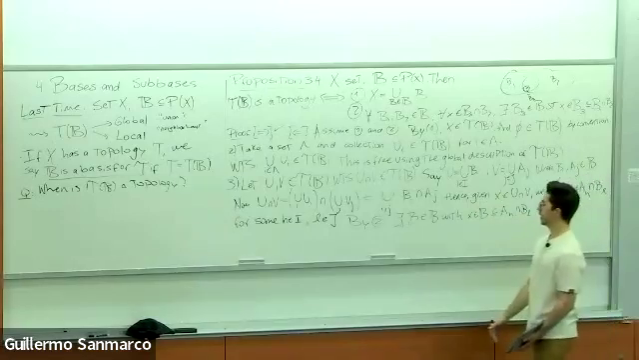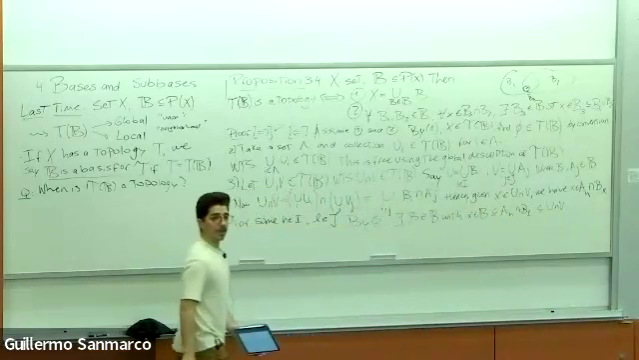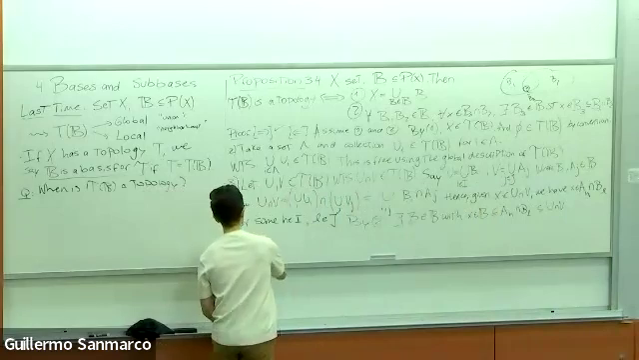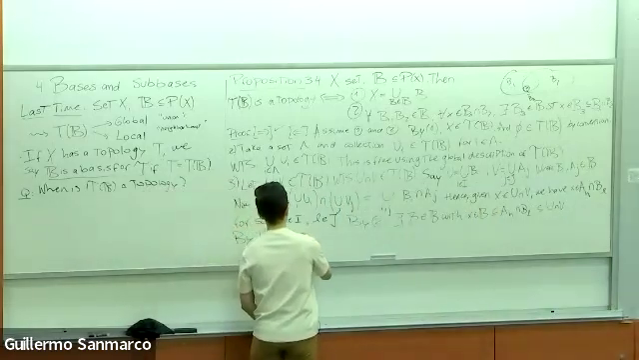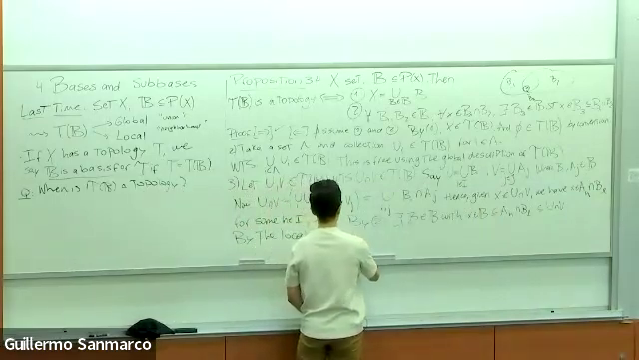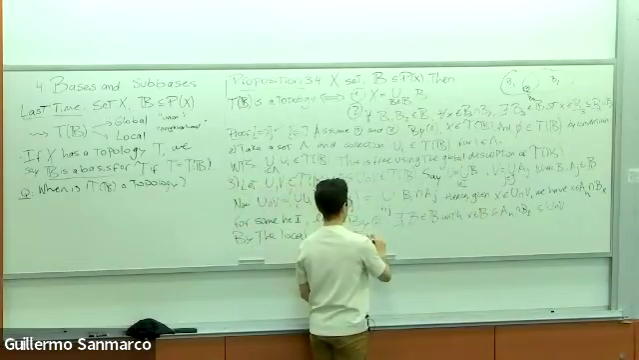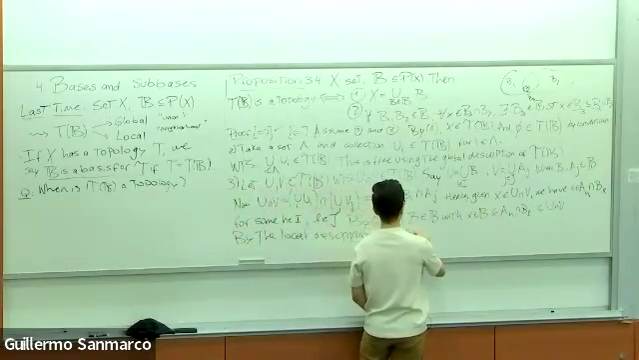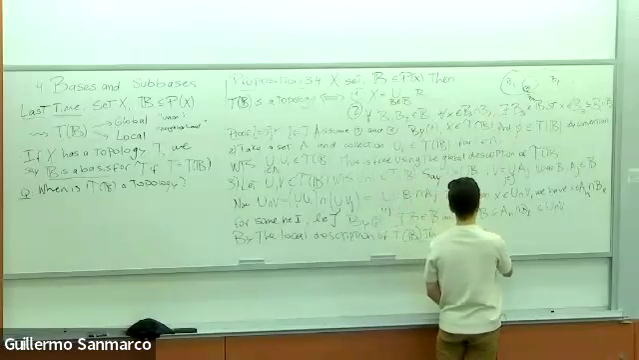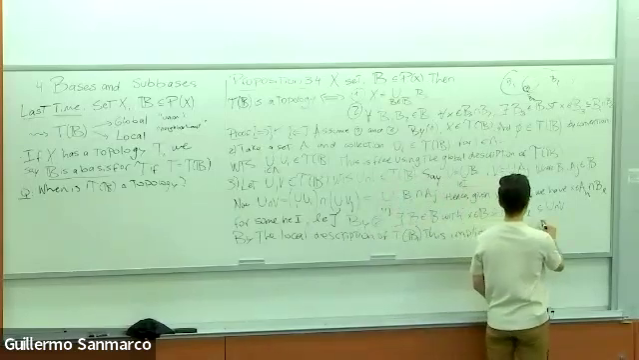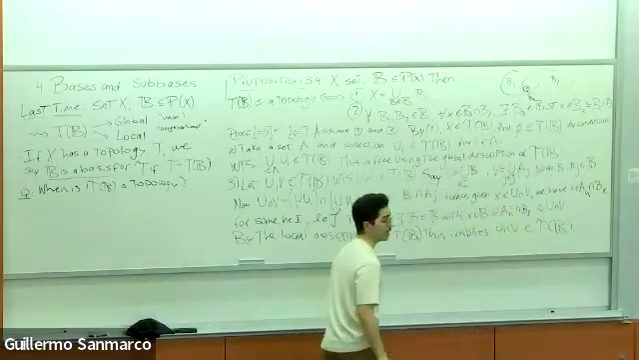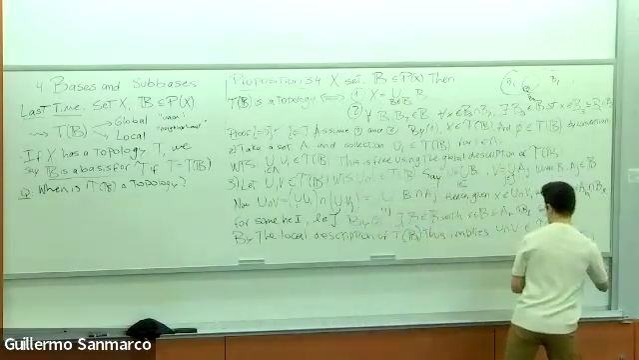Wait a second, please. Now we are done. By the local description of T of B, this means what we want. This implies U intersect V is an element of T of B. And that's the end for this.